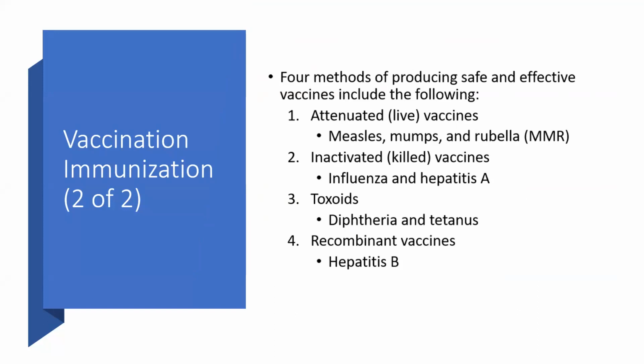There are 4 methods of producing safe and effective vaccination, including the following. Number 1 is attenuated live vaccines, which include measles, mumps, and rubella, called MMR. Inactivated killed vaccines, influenza and hepatitis A. Toxoids, which are diphtheria and tetanus. Recombinant vaccines, which is hepatitis B.